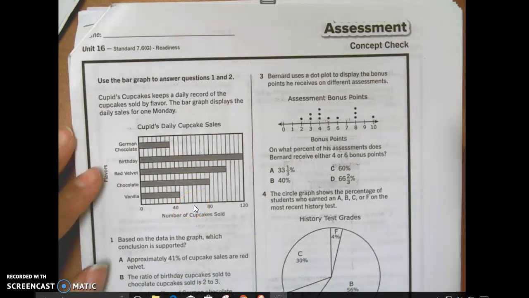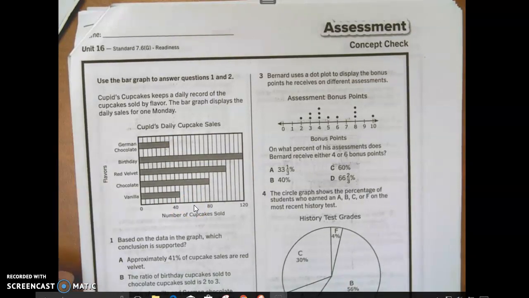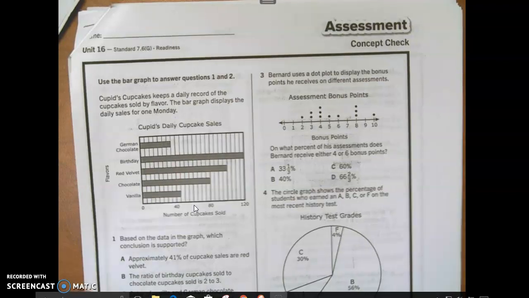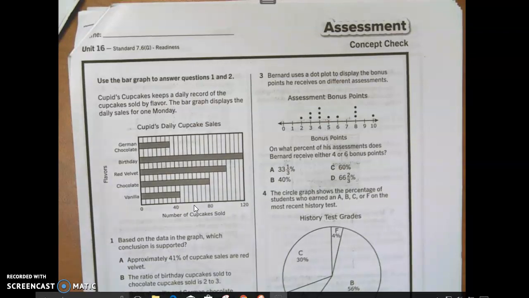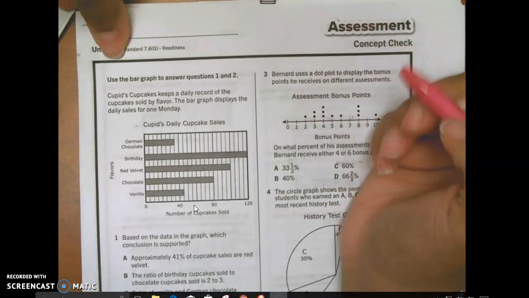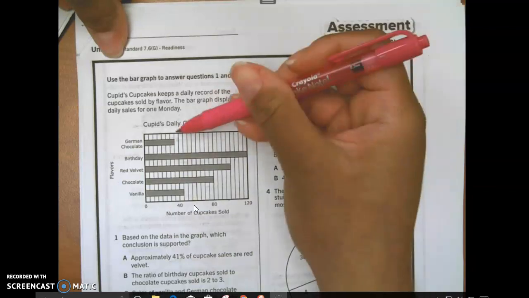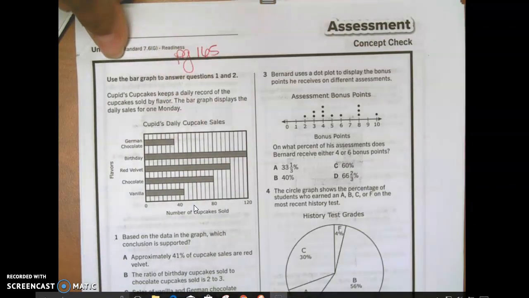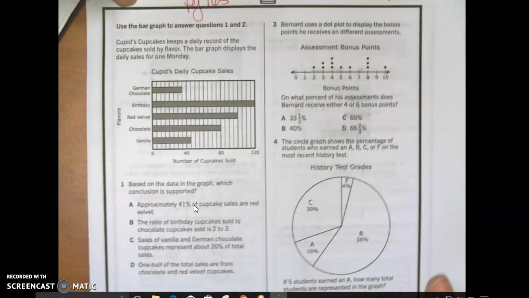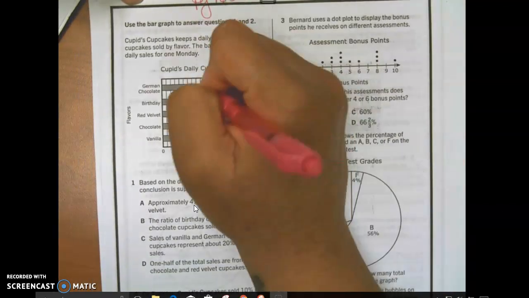Okay, page 165. Cupid's Cupcakes keeps a daily record of the cupcakes sold by flavor. The bar graph displays the daily sales for a Monday. How many German chocolate did they sell? Page 165. 35. Thank you. They sold 35 German chocolate.